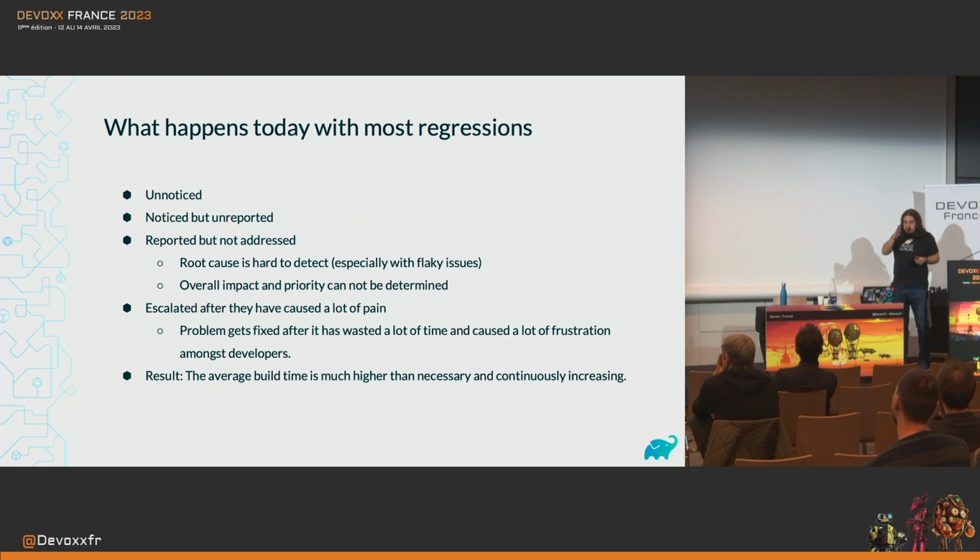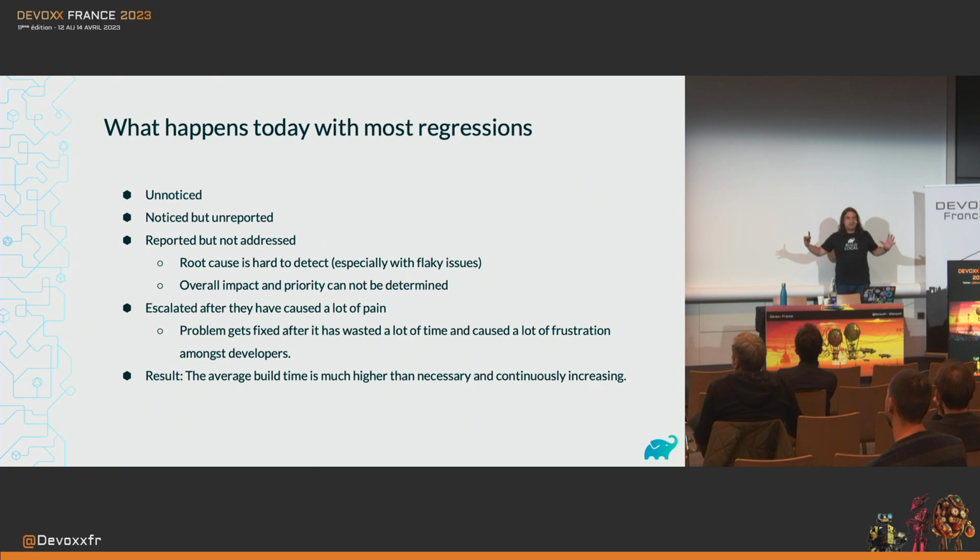Every 2 days it got another 5 seconds, another 10 seconds here, right? Just small incremental regressions that can lead into very big problems. So sometimes they get noticed, but they go unreported. Sometimes they're reported, but they're not addressed because the root cause is hard to detect. We don't know when the regression was introduced, so we don't even really know where to look.